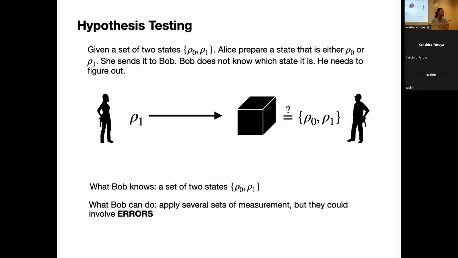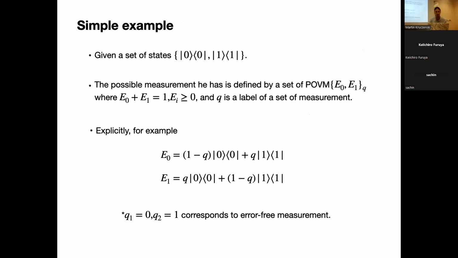In that case, Bob chose a very bad measurement. So the error is super bad, like, I don't know how to say it. A completely erroneous measurement.